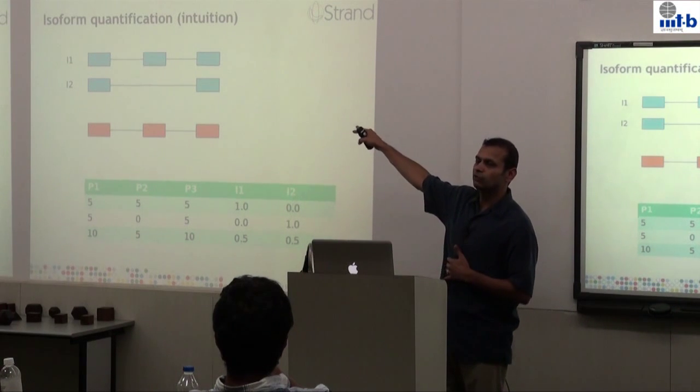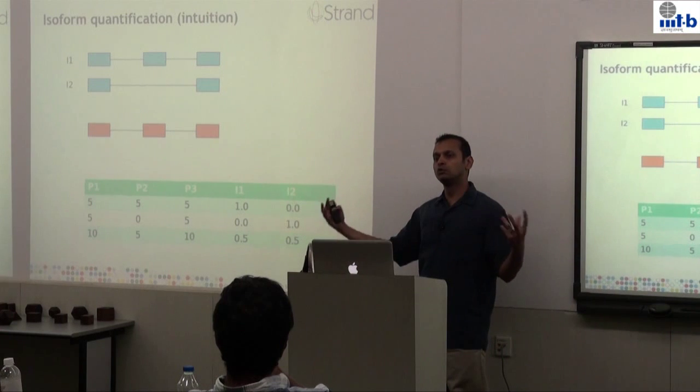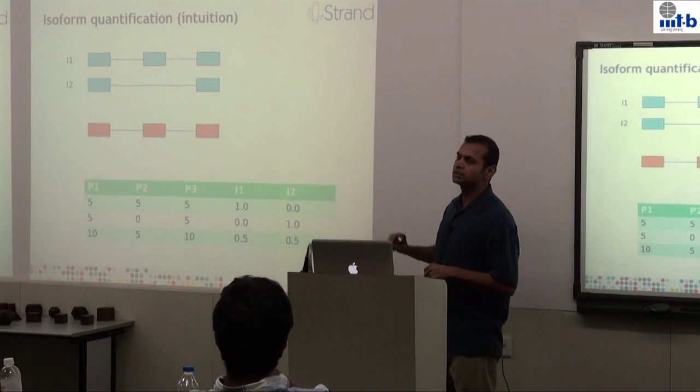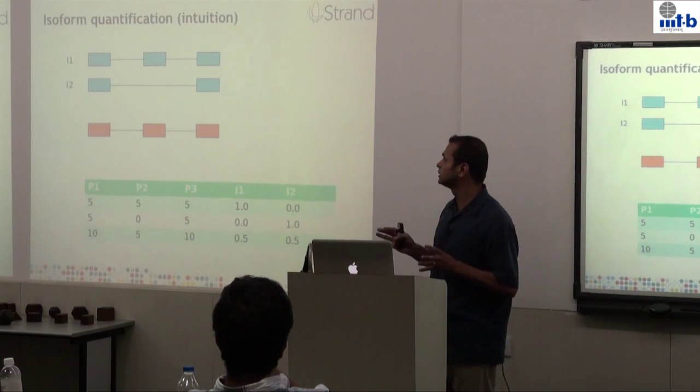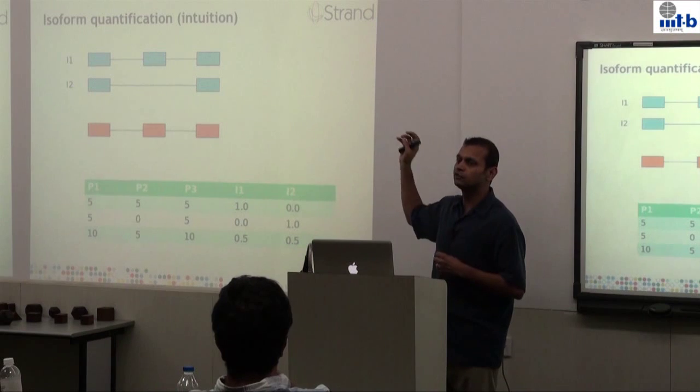So isoform 1 is active, because if isoform 2 is also active, then I would have seen more reads from P1 and P3 and fewer from P2. But all 3 partitions have the same number of reads. That's an indicator that isoform 2 is not even expressed in that particular sample. Only isoform 1 is expressed.